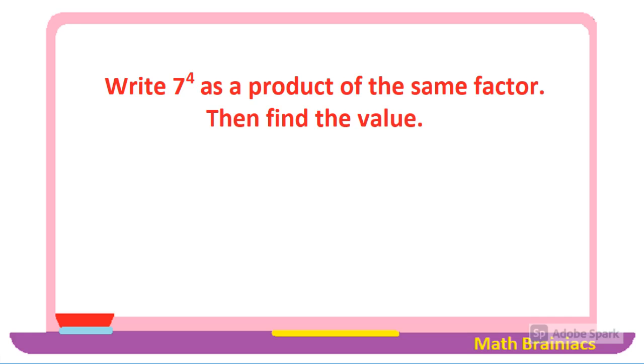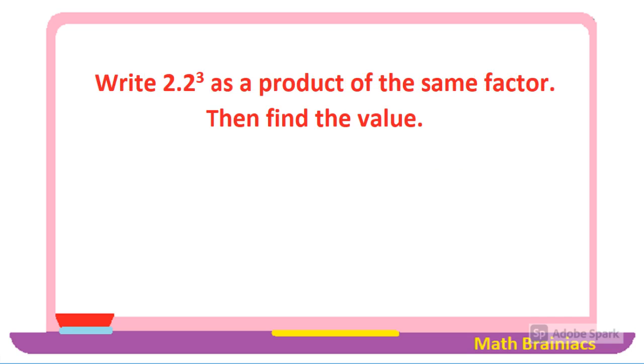Let us work on another example so that you can understand it well. Write 7 raised to the power of 4 as a product of the same factor. Then, find the value. This time, the base is the same but the exponent is different. The exponent here is 4. Therefore, we're going to multiply the base 7 4 times. Since the exponent is 4, we're going to multiply the base 4 times. Remember that? Correspondingly, 7 raised to the power of 4 will give us 2,401.